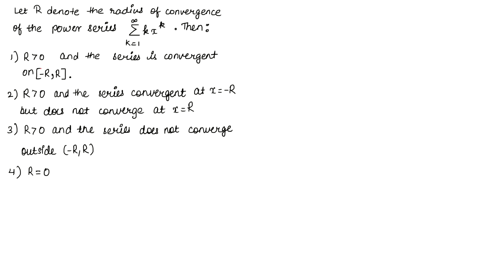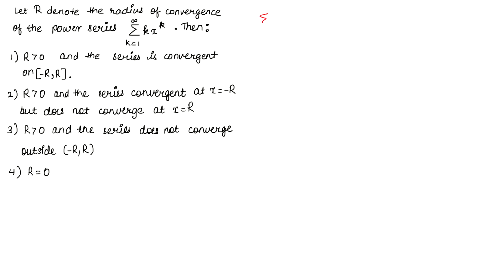Option 1 is R is greater than 0 and the series is convergent on closed interval minus r, r. Option 2 is R is greater than 0 and the series is convergent at x equals minus r but does not converge at x equals r. Option 3 is R is greater than 0 and the series does not converge outside the open interval minus r, r. And option 4 is R is equal to 0. So let us determine which of the following options is correct.